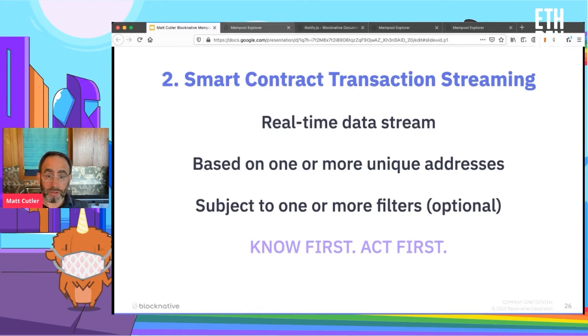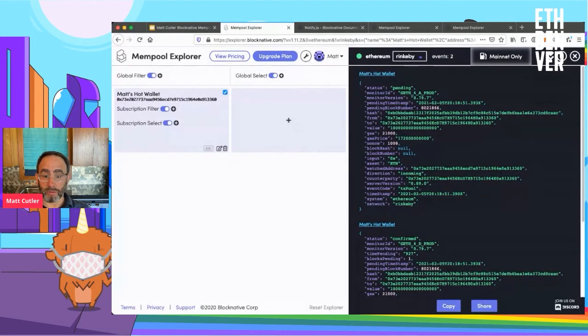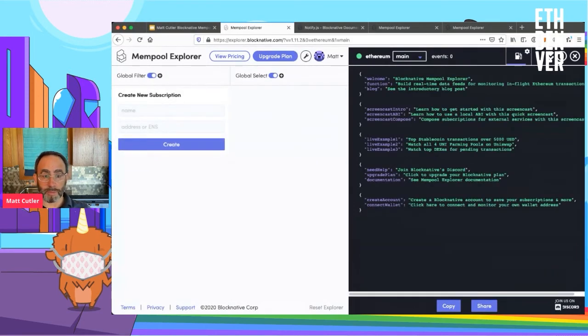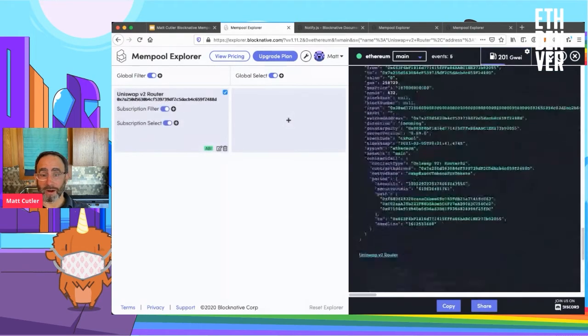So I'm going to go back to my Mempool Explorer, and what I'm going to do is reset it. Okay, so that just brings it back, and we're going to go ahead and watch the Uniswap v2 router. I happen to have the Uniswap v2 router smart contract address right here, and add that. And now when I hit create, we're going to monitor mainnet for Uniswap transactions happening live. This is live without a net. And what do you think is going to happen? We're going to get a fire hose.